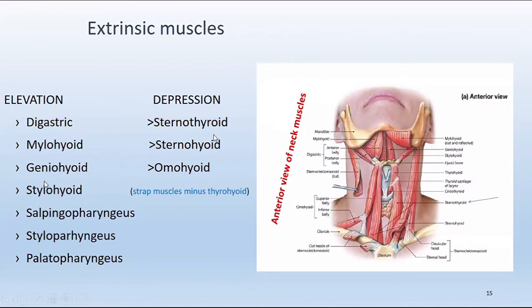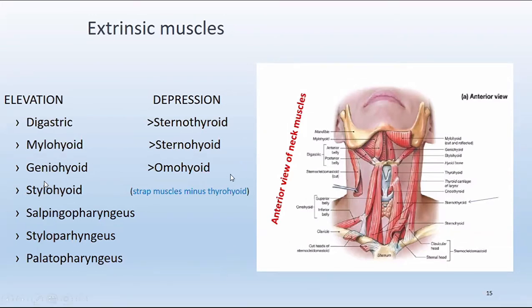Now for the depressors, we have the sternothyroid, this one, and the sternohyoid, this one. These two are paired muscles. Then the omohyoid, with a superior belly and an inferior belly. If you can see, they are long and slender. These are referred to as the strap muscles. You will encounter the strap muscles again when you lecture on the anterior neck muscles next time. So for this lecture, we will just involve the three: sternothyroid, sternohyoid, omohyoid.